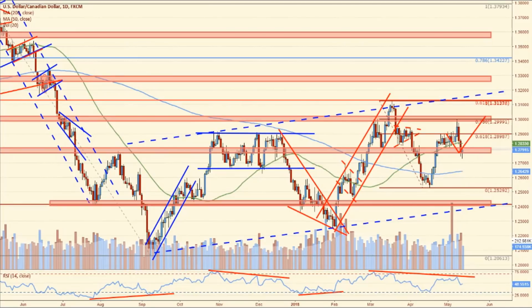So keep an eye on the Canadian. I'm still looking for Canadian strength, especially if we stay below this 128 level. I'm still looking for it to drop even further, especially once we get a NAFTA agreement. The Canadian currency should strengthen as a result.